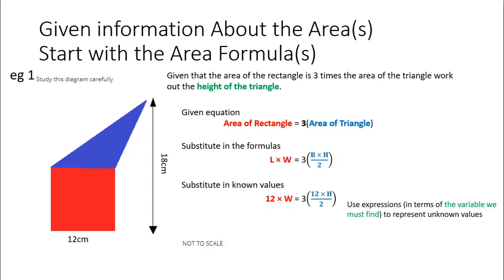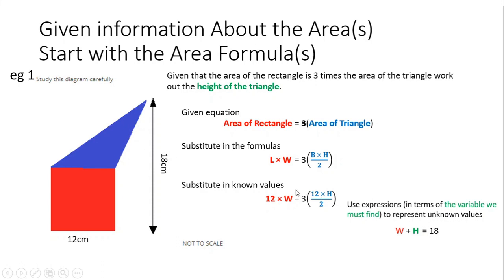Use expressions in terms of the variable we must find to represent the values we don't know. So I don't know what this W is, but I'm sure I can write some kind of equation that's got W and H in it, so that I can replace the W with an expression using the letter H. Now, W and H, the width of this rectangle and the height of the triangle, should together add up to that total length of 18 centimeters. So I've written that here. The width of the rectangle plus the height of the triangle equals 18.